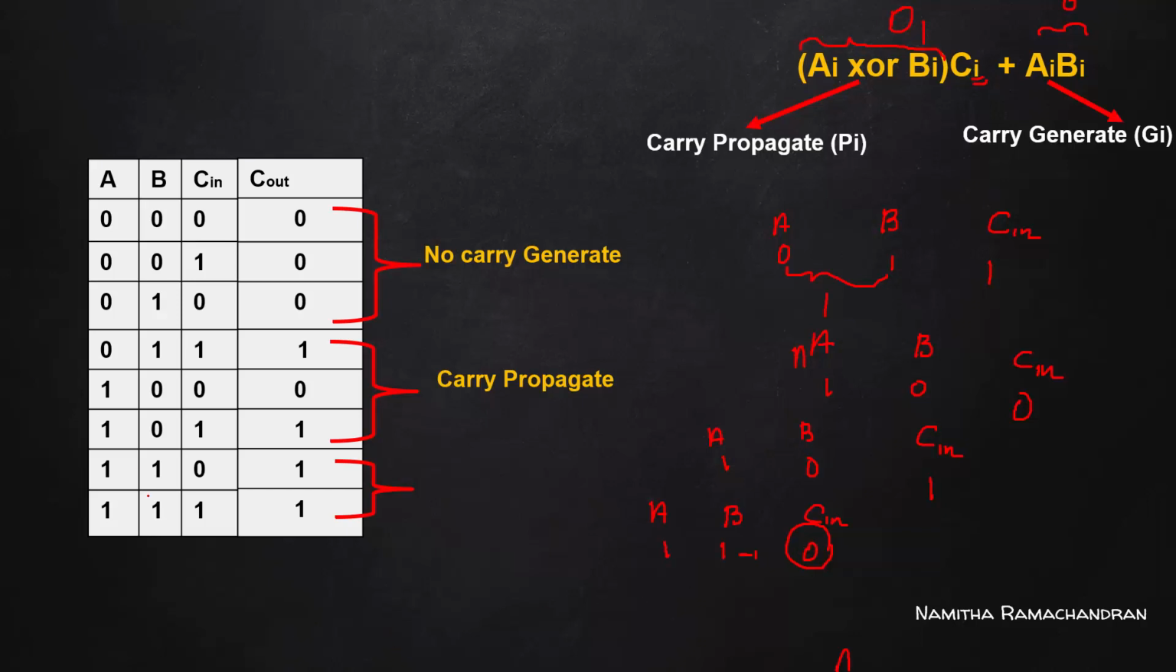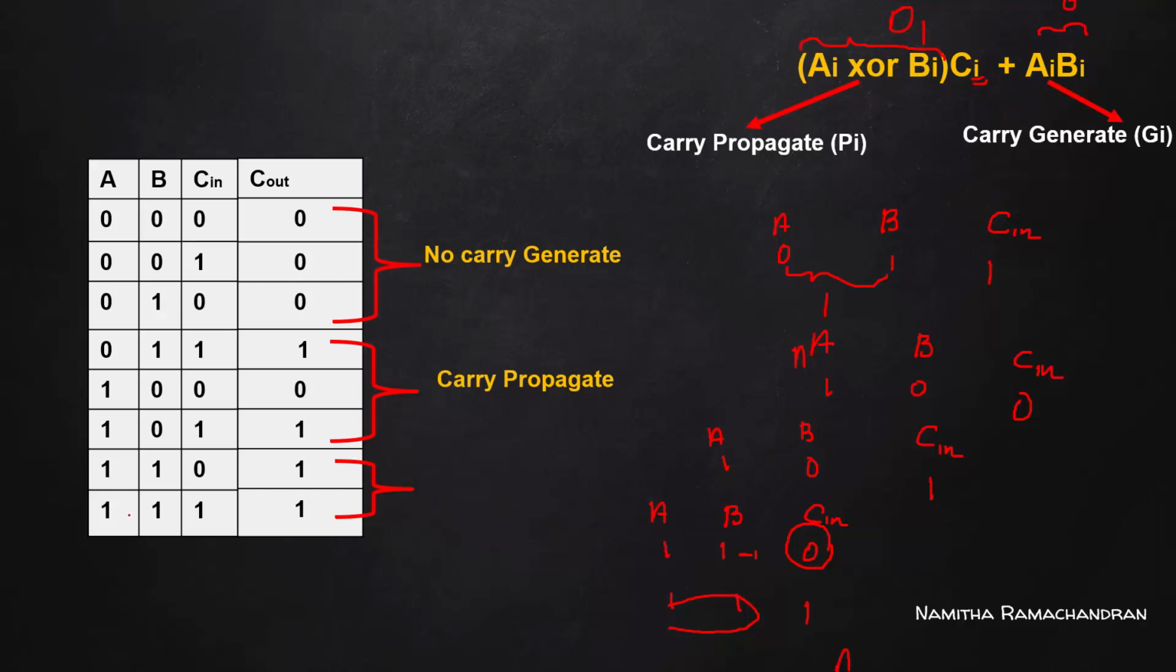Okay, and for the next combination, A equal to 1, B equal to 1, Cin equal to 1. In this also, both A and B equal 1. So the generate term generates a carry without considering what carry input value is present here. It will always generate without considering the Cin value. Both A and B equal 1, so the propagate term equals 0. So carry propagation will not take place here. Actually carry generation takes place here.